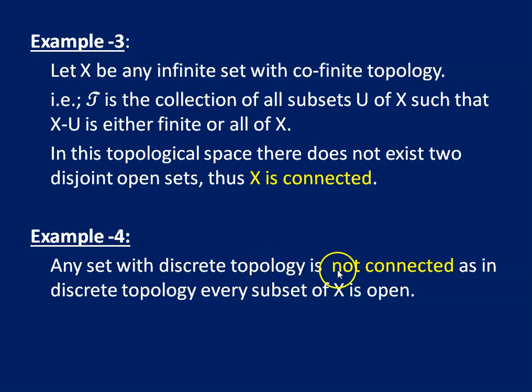Any set with discrete topology is not connected, because in the discrete topology, every subset is open. So if we take any proper subset of X, then that is open, and the complement of that open set is also a subset of X, so that is also open. The set and its complement are both open and disjoint, but their union becomes the whole space, so we have a separation. So any set with discrete topology is not connected.